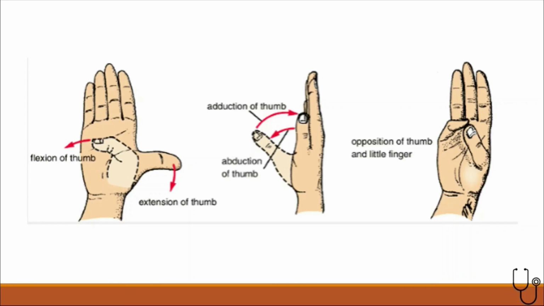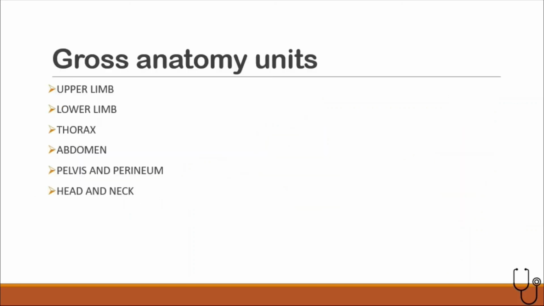Those are the terminology of anatomy. You should know those terms before you learn anatomy. Then we will look at the units of gross anatomy. What are the units of gross anatomy? In gross anatomy you will learn the upper limb, lower limb, thorax, abdomen, pelvis and perineum, and head and neck. Those are the units of gross anatomy.